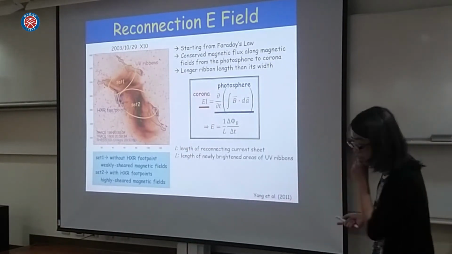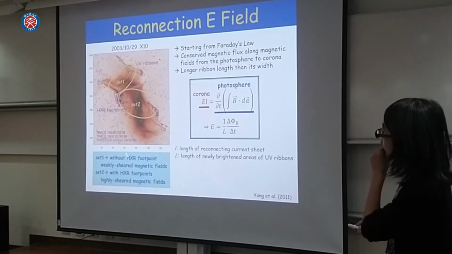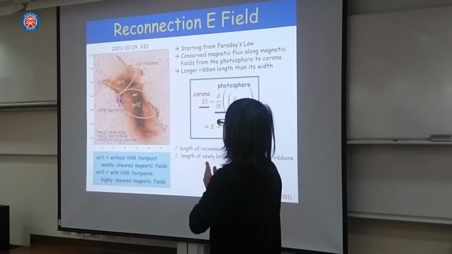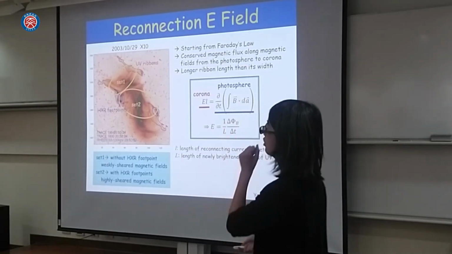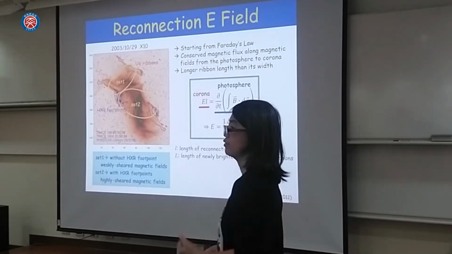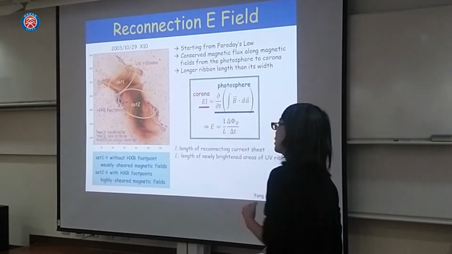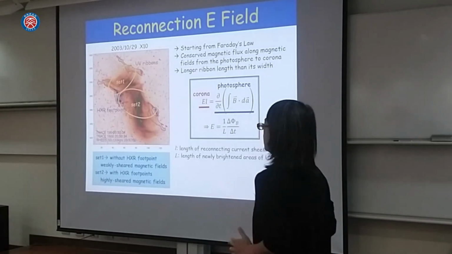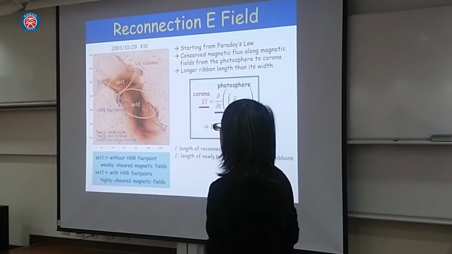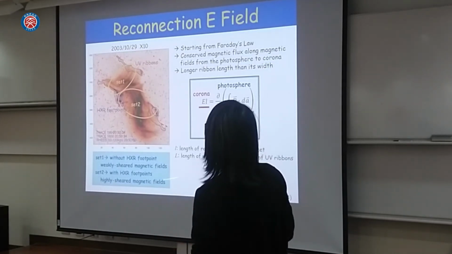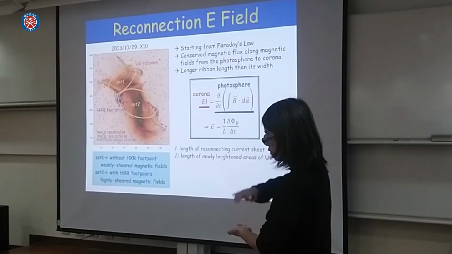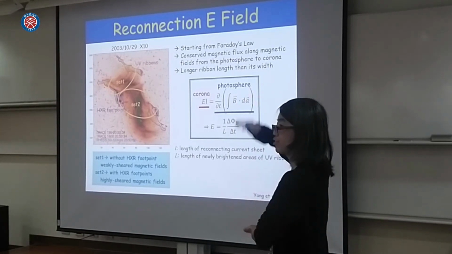Okay. So our purpose is to calculate the electric field for at least two kinds of loop structure, and to compare with the HXR approximations. How do we calculate the electric field? It's very simple. We start from the particles, and assume that the magnetic flux along the magnetic field from the photosphere to the corona is conserved.